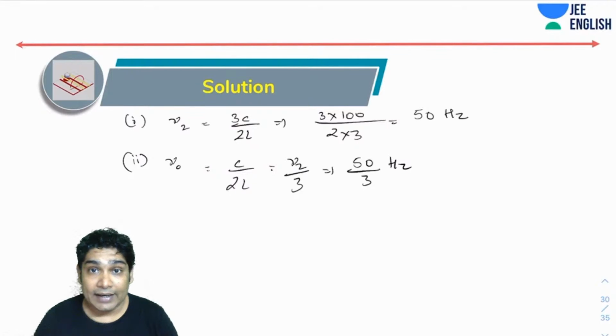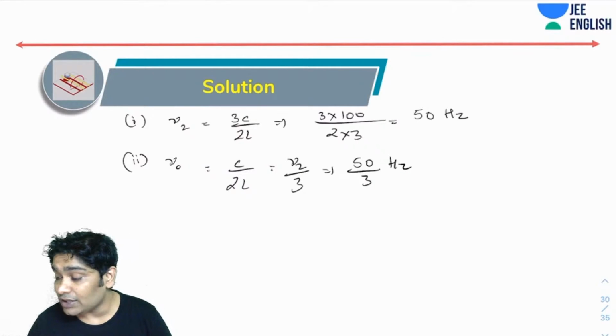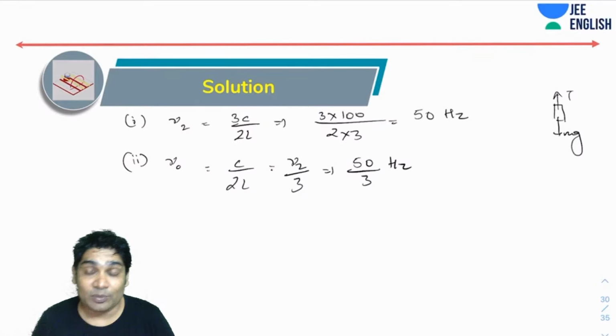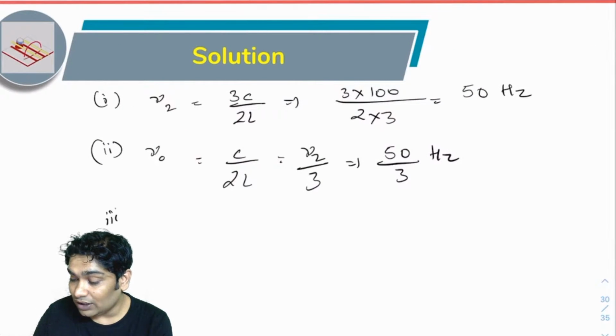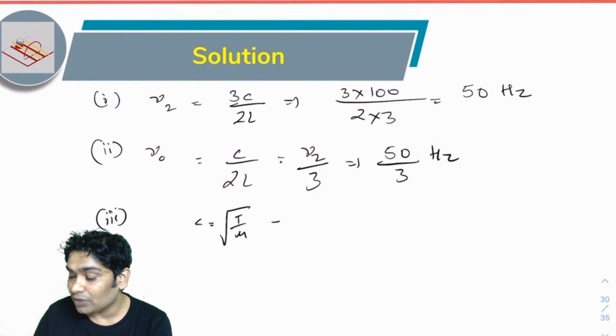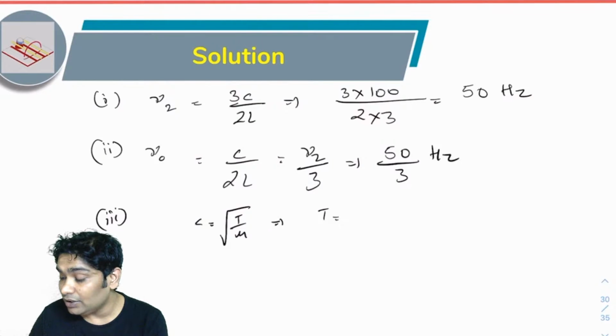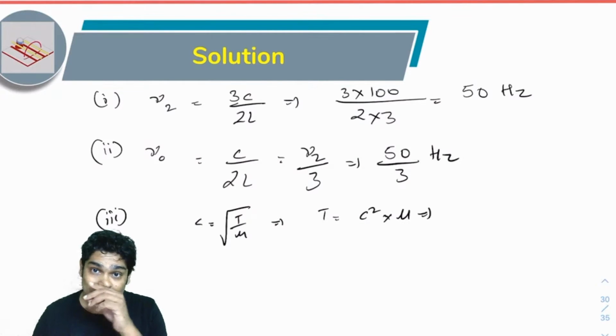Next, I needed to find the weight of the block. The weight of the block would be equal to the tension, right? So mg must be equal to T. And I can find T from the fact that I know C. For the third part, C equals root of T over mu, which implies that T equals C square times mu.